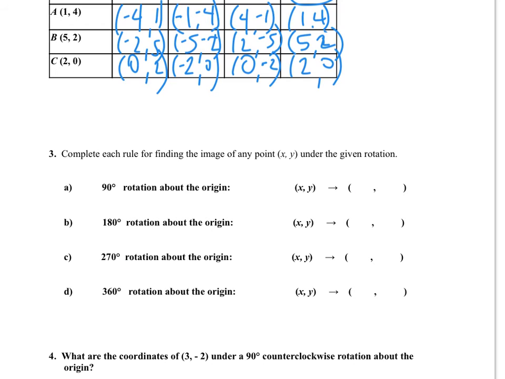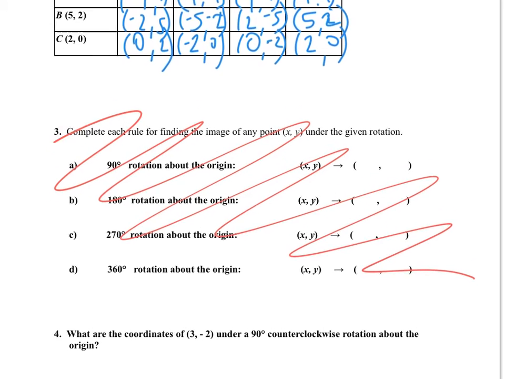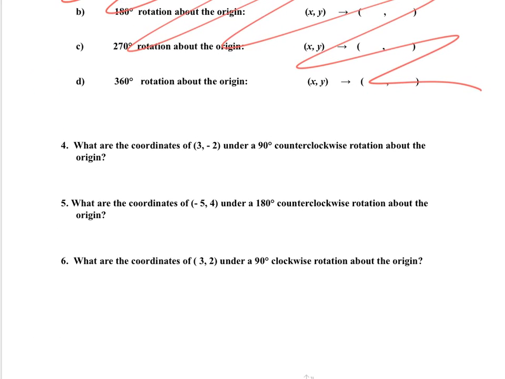All right, you can put an X through this part because we already did this on the other part, so you don't need it. What I want to do now is go down here to examples 4, 5, and 6 where they give you a point, and we're going to rotate them counterclockwise or clockwise. So number 4, 5, and 6. For number 4 we're going to do counterclockwise.